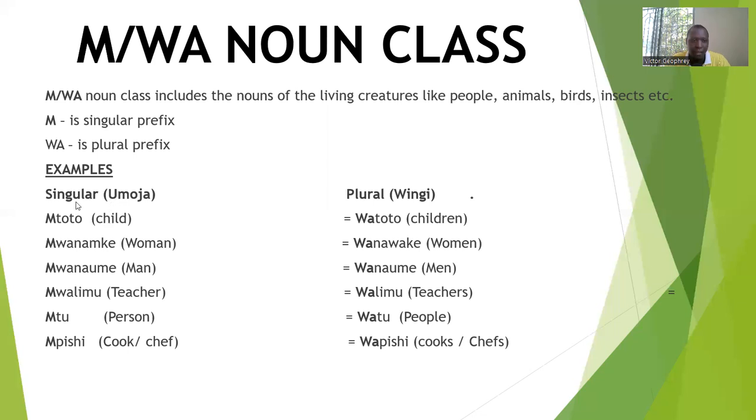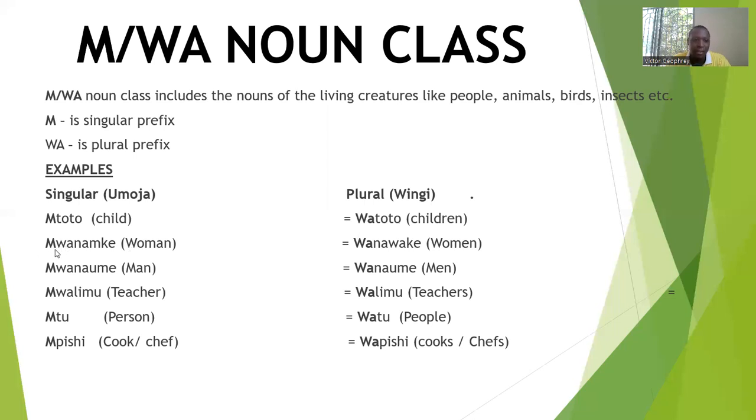As you can see, examples of these nouns. Have a look here. These are nouns in singular, and these are in plural. Singular umoja, plural wingi. Now let's see. Mtoto. Toto is the root of the word. So that is mtoto, and in plural it is watoto. Wa, watoto. So toto is a root. You get me?